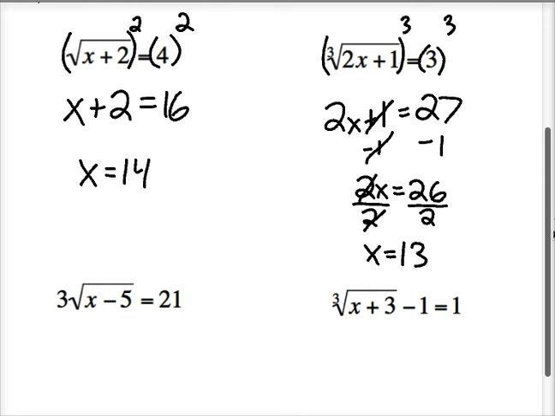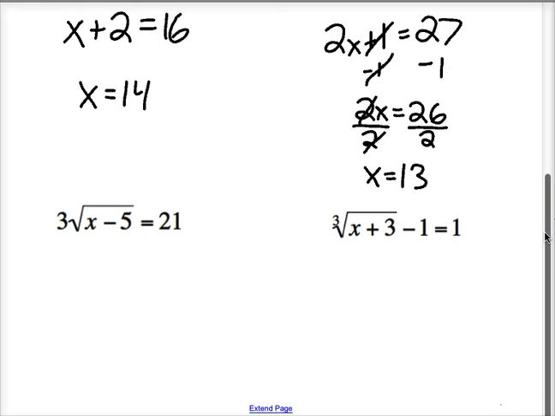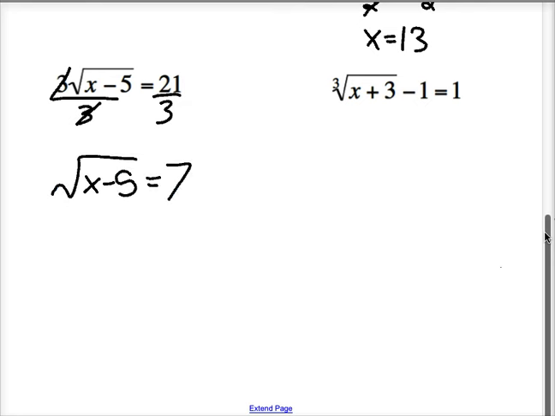Now both of those were very nicely set up already. Both of those already had the radical by itself. So when the radical is not by itself, that's the first thing that you want to do. So in this case, I'm going to divide off the 3 first. I need that radical completely by itself. Now I have what I need.